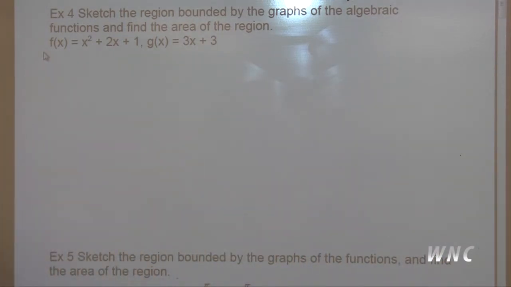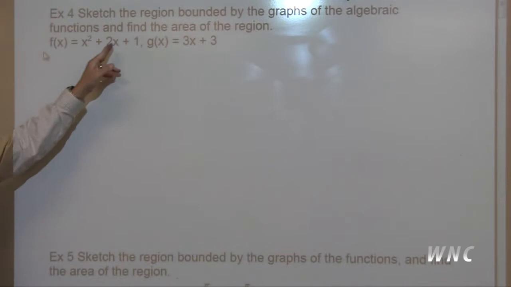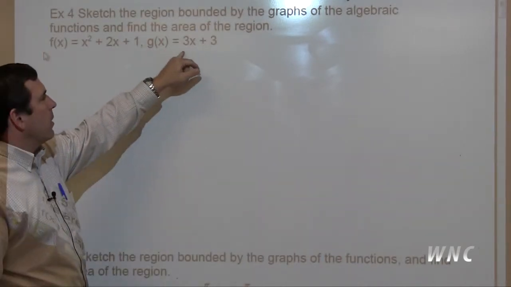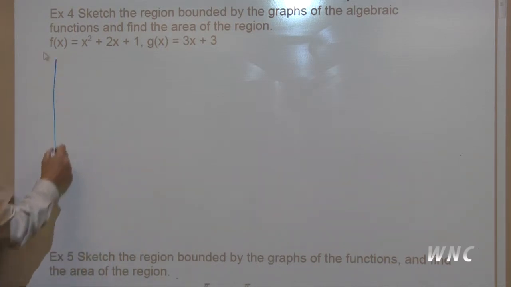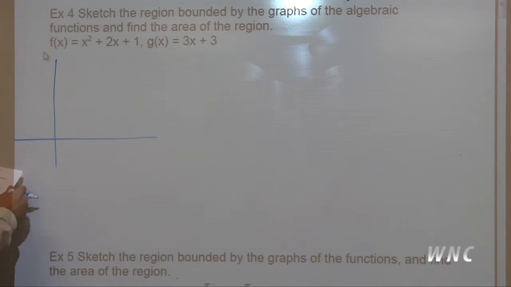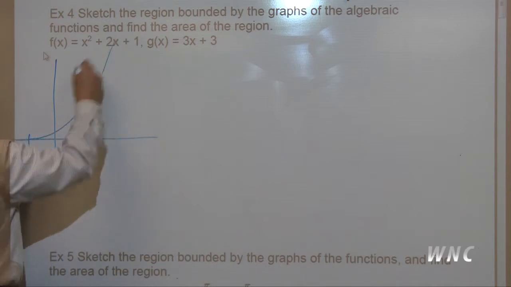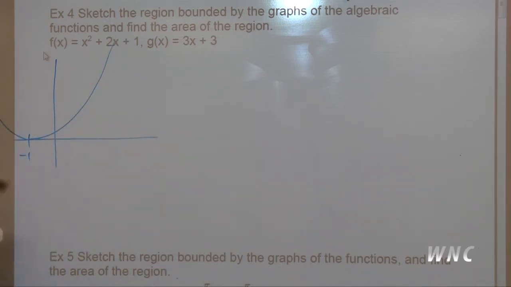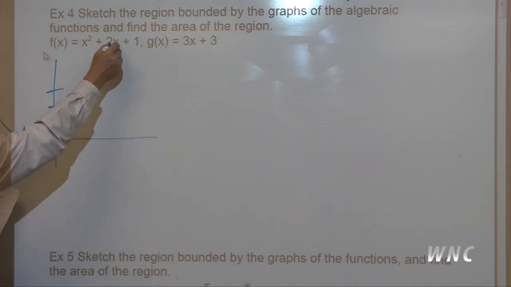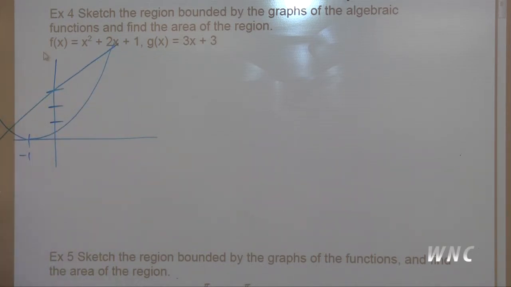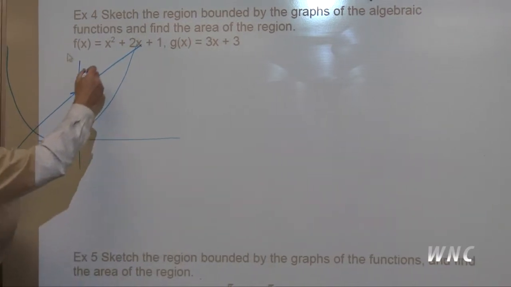Sketch the region bounded by the graphs of the algebraic functions and find the area of the region. So f of x equals x squared plus 2x plus 1, and g of x equals 3x plus 3. We have this parabola. It doesn't matter, this part's in the dark because we're looking at 3x plus 3. So it's not drawn to scale. Please be forgiving on that. Here's our g of x.